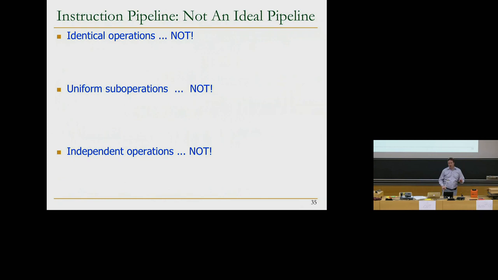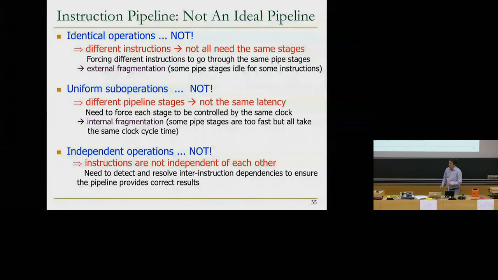And now comes the other one, which is going to disturb us a lot more, independent operations. Like, I could just push things through the pipeline, they have nothing to do with each other, the result of one is not needed by the other, or something like that. Unfortunately, it's not the case. Is it reason to panic? Not really, but we have to deal with it. So, sorry, I had to do this. So, the instructions are not independent to each other.